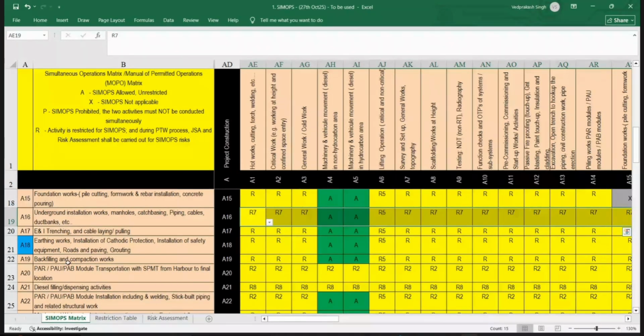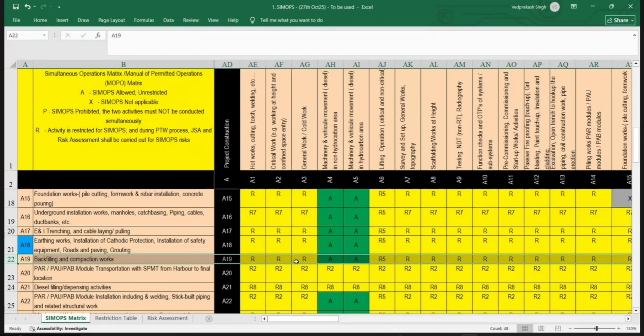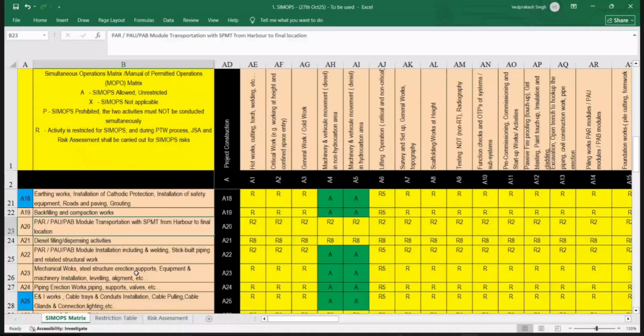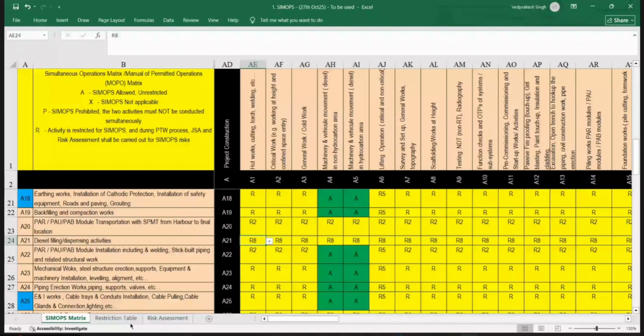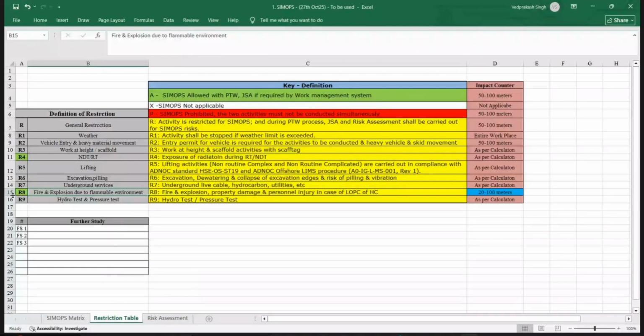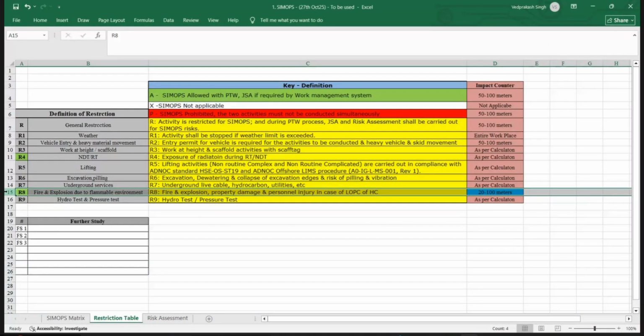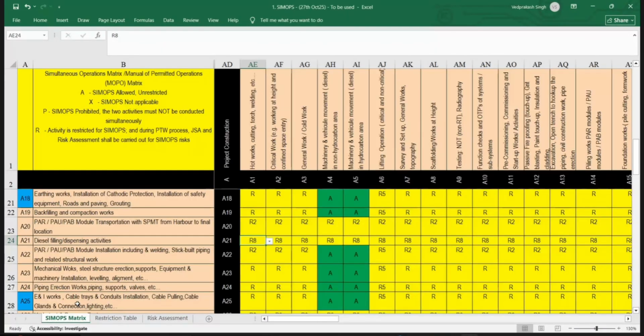Backfilling compaction, it has got noise and some site collapse. I am putting it R, and this is acceptable to the construction people because we cannot simply rely upon the permit to work. Diesel filling dispensing, it has got a chemical, it has the pool fire situation. I am putting R8. R8 means this is fire. Fire and explosion can happen. So we have to have suitable control when you are having diesel storage, when you are going to have dispensation, you have some handling of the diesel.